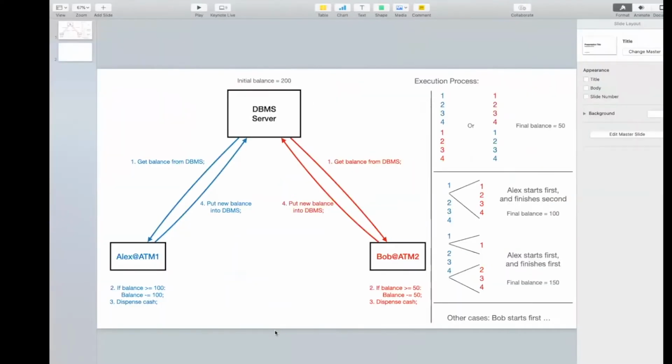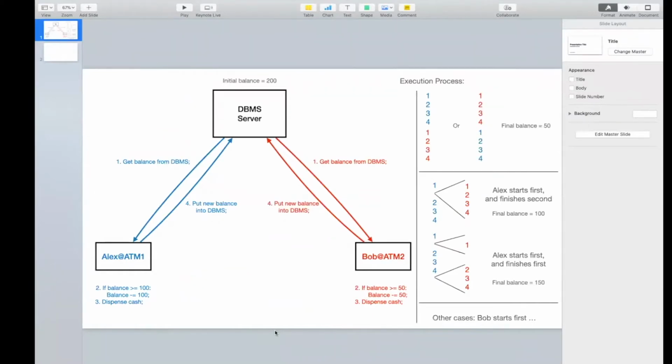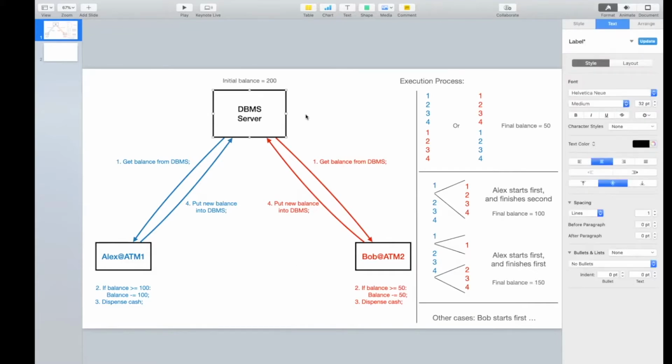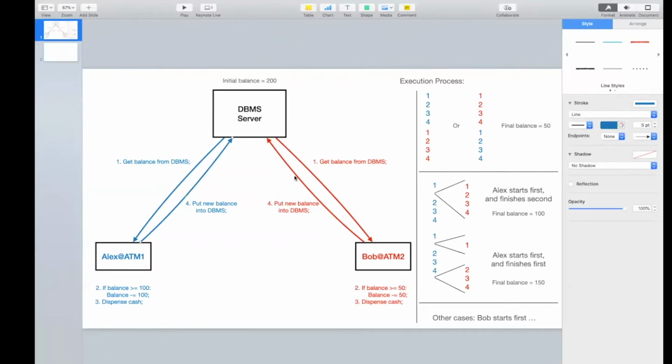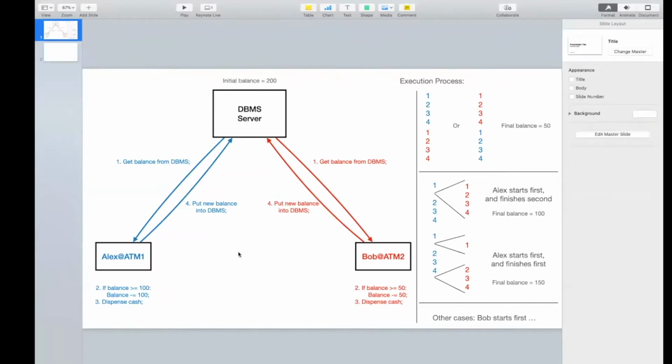To answer this question, we need to know how the system really runs. What is the DBMS and what's the relationship between the DBMS and the ATM machines? Generally, we run the DBMS on the servers in the banking system. We have a banking server here. It runs the DBMS and maintains all the data. In different locations, we have lots of ATM machines which can be connected to the server via the internet. These lines denote the connections. And we have two users, Alex and Bob. They are accessing the same account from ATM 1 and ATM 2.